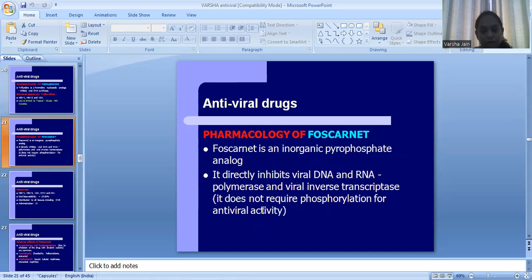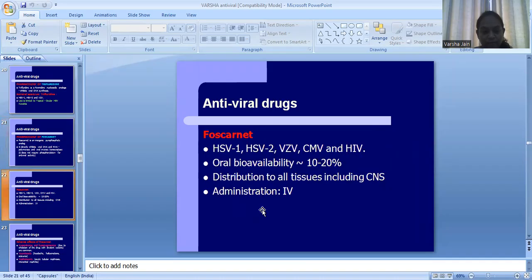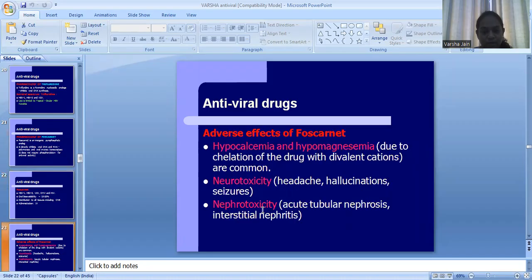Pharmacology of foscarnet. Foscarnet is an inorganic pyrophosphate analog. It directly inhibits viral DNA and RNA polymerase and viral reverse transcriptase. It does not require phosphorylation for antiviral activity. Oral availability is 10 to 20%. Distribution to all tissues, including the central nervous system, and administration through the IV route, that is, intravenous route.